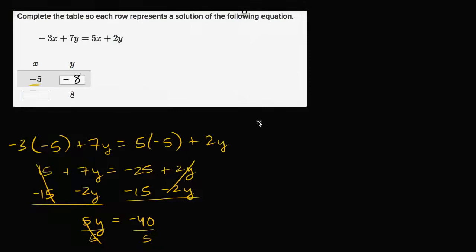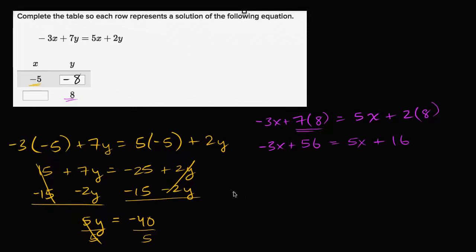So you have -3x plus 7, now y is going to be 8. Y is 8. 7 times 8 is equal to 5 times x plus 2 times, once again, y is 8. 2 times 8. So we get -3x plus 56, that's 56, is equal to 5x plus 16.